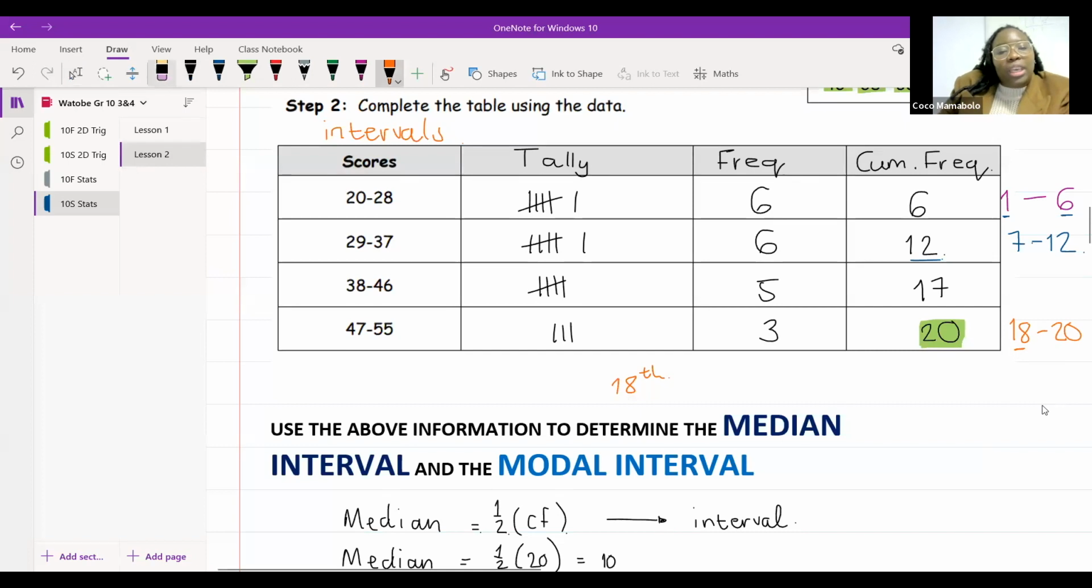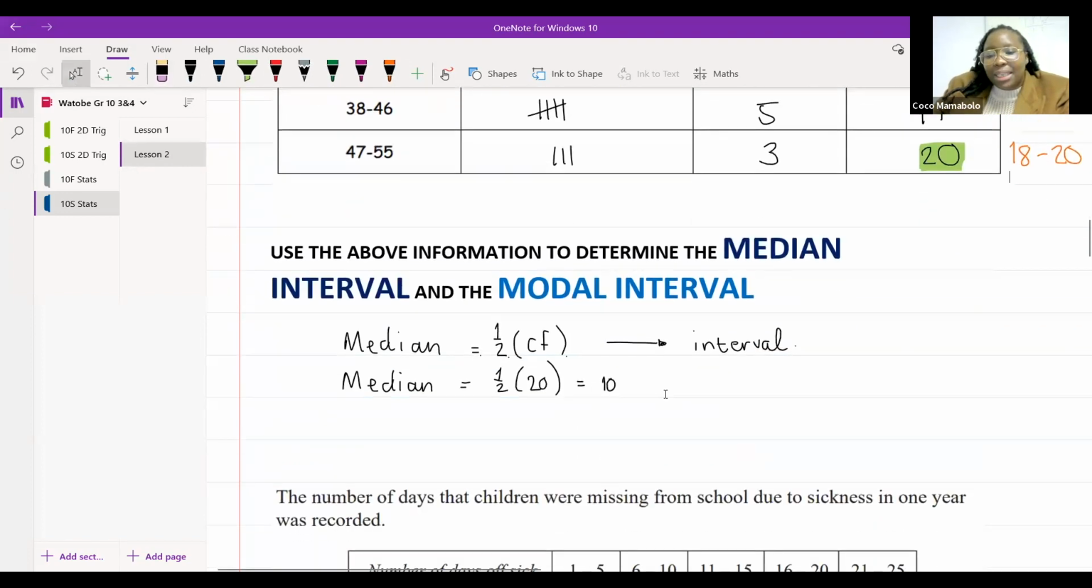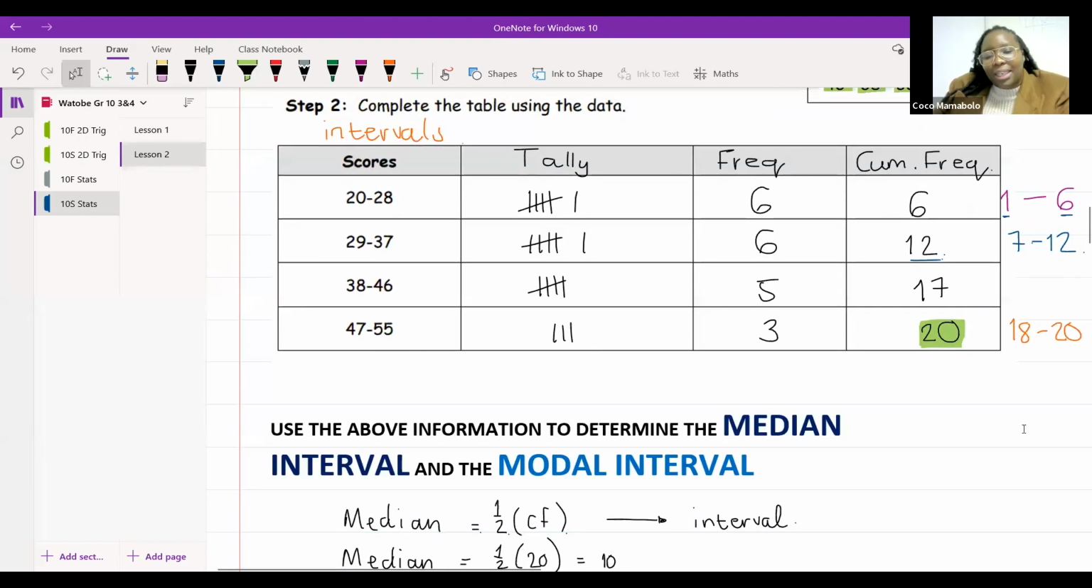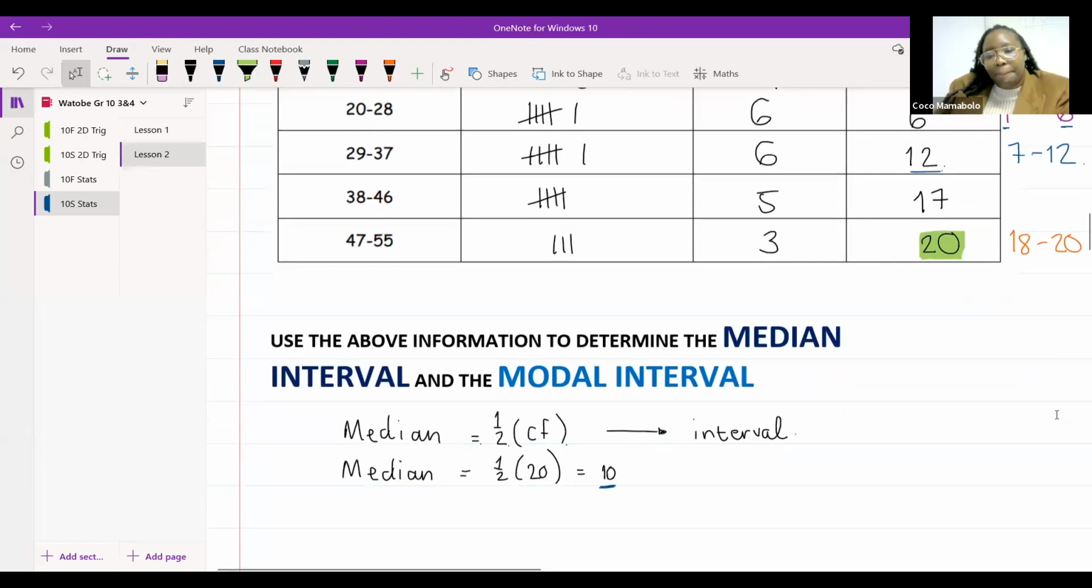All right, because the 18th value would be here. So when we are looking for the median interval, we know that the median interval needs to lie where the 10th number is, where the 10th answer would be. So if we look at this, where would my median interval fall, guys? In between which interval?